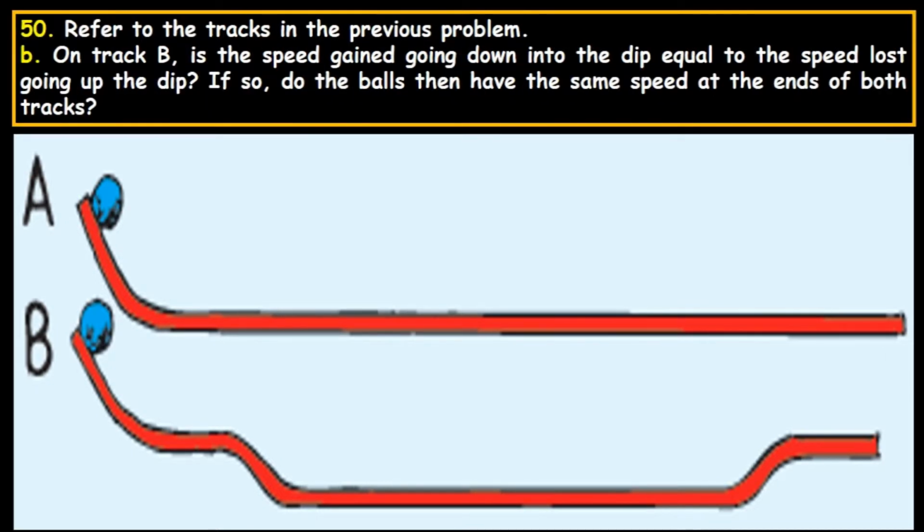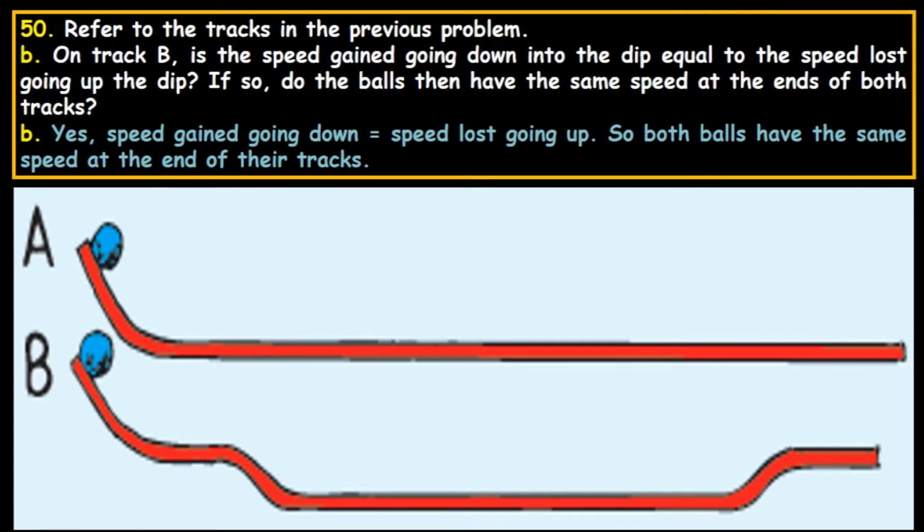On track B, is the speed gain going down into the dip equal to the speed loss going up the dip? If so, do the balls then have the same speed at the ends of both tracks? Yes, the speed gain going down equals the speed loss going up. So both balls have the same speed at the end of their tracks. Remember that.